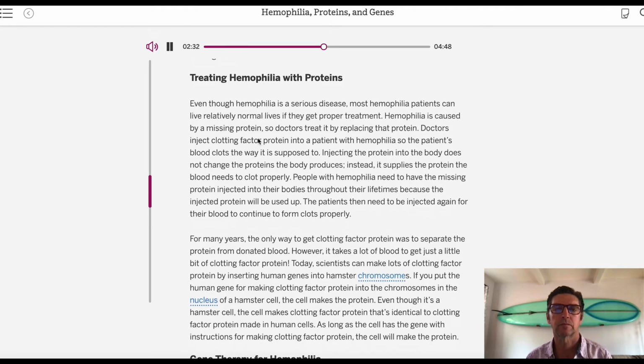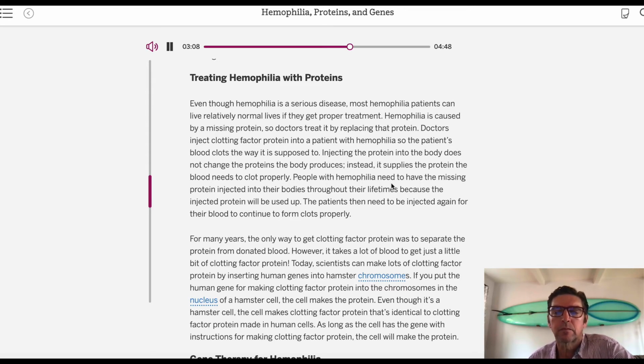Treating hemophilia with proteins. Even though hemophilia is a serious disease, most hemophilia patients can live relatively normal lives if they get proper treatment. Hemophilia is caused by a missing protein, so doctors treat it by replacing that protein. Doctors inject clotting factor protein into a patient with hemophilia so the patient's blood clots the way it's supposed to. Injecting the protein into the body does not change the proteins the body produces. Instead, it supplies the protein the blood needs to clot properly.